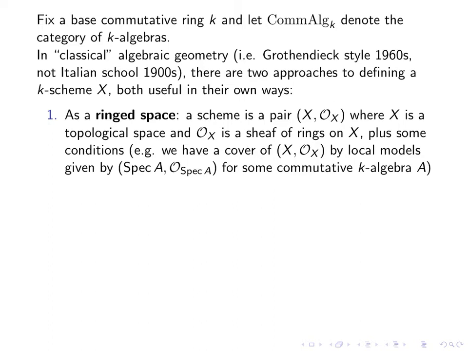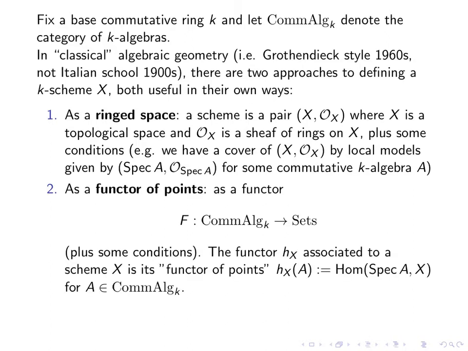In other words, we have a cover by local models given by Spec A and its sheaf of rings for some commutative K algebra A. So that's the first way. And the second way to think of a scheme is as a functor of points. So it's a functor from the category of K algebras to sets, and maybe with some conditions. And if you have a scheme X that you have as a ringed space, then the associated functor, often denoted h sub X, is its functor of points, given by this.